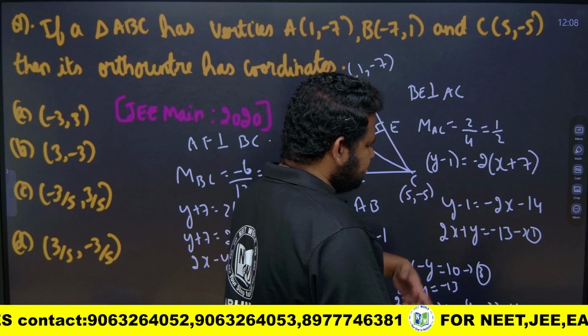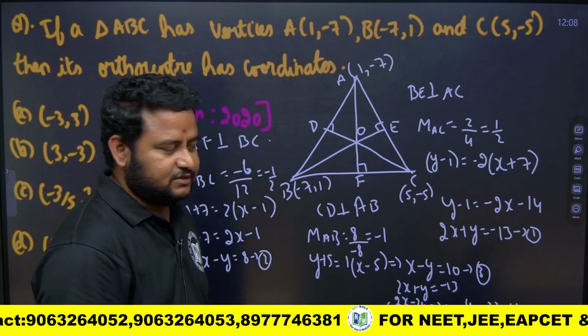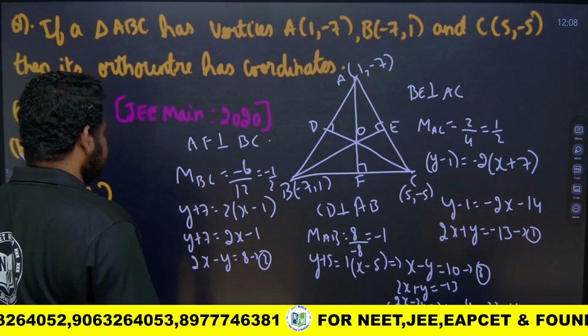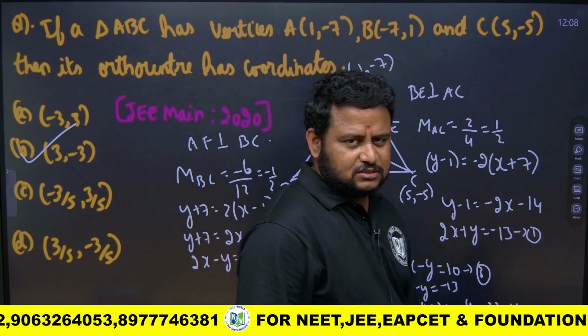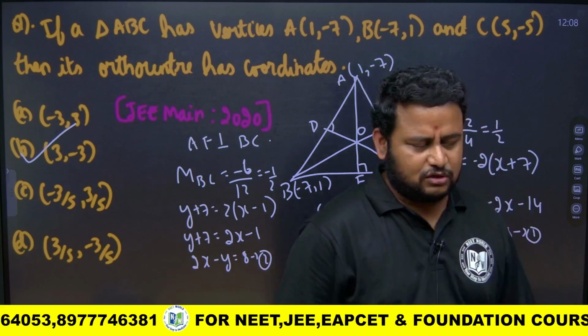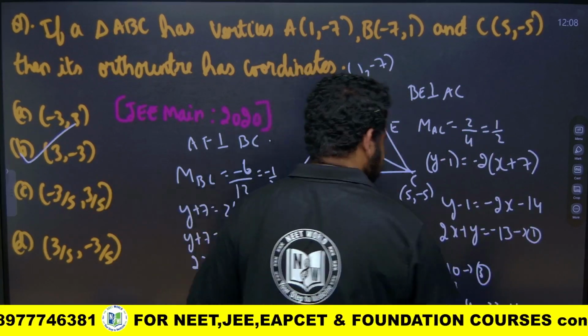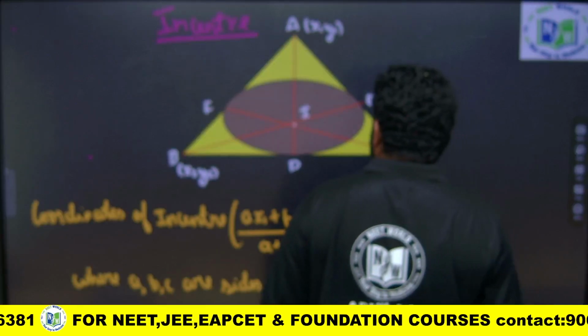On solving these three equations, you will get the answer as 3 comma minus 3. I hope you know how to solve simultaneous equations. The three equations if you solve, you will get the answer of 3 comma minus 3. This you have to do by yourself.